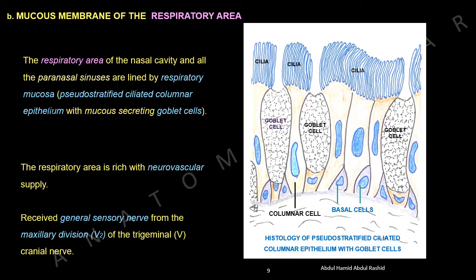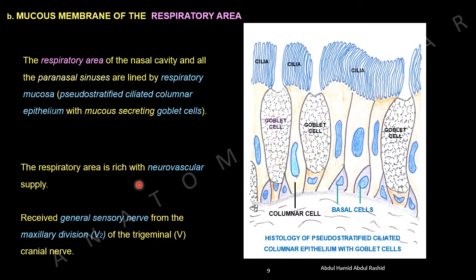Mucous membrane of the respiratory area. The respiratory area of the nasal cavity and all the paranasal sinuses are lined by respiratory mucosa, that is pseudo-stratified ciliated columnar epithelium with mucus-secreting goblet cells. These are pseudo-stratified ciliated columnar epithelia. These are mucus-secreting goblet cells.